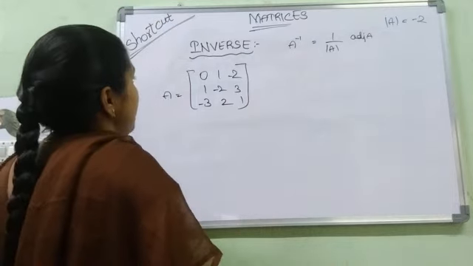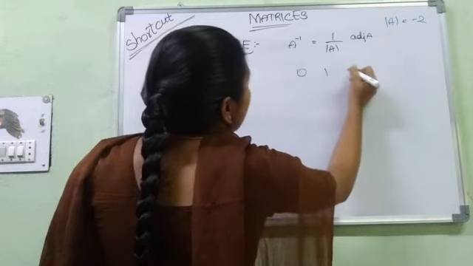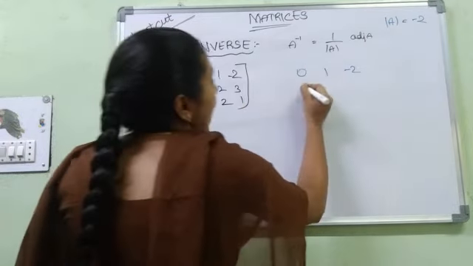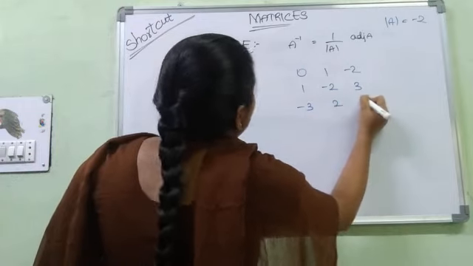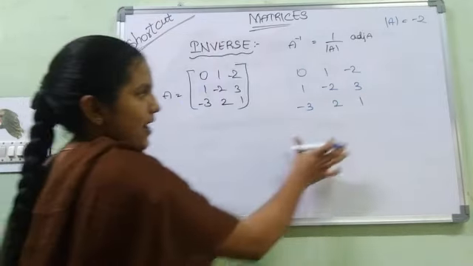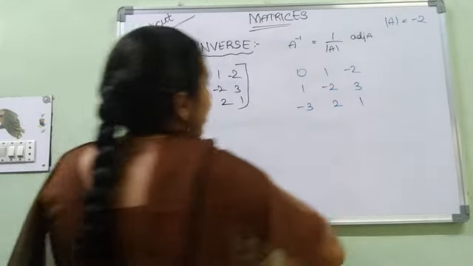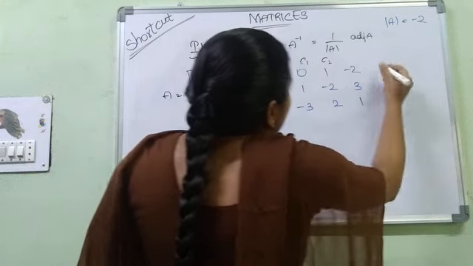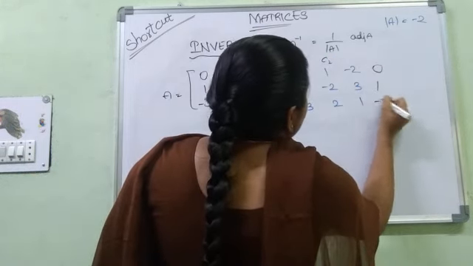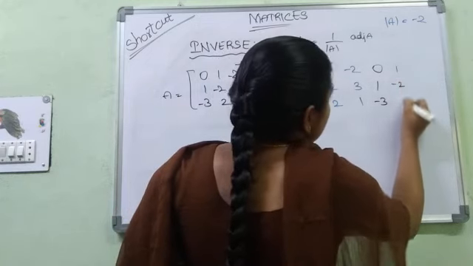First of all, write this matrix as it is. Then 0, 1, minus 2. 1, minus 2, 3. Minus 3, 2, 1. This is the as it is matrix I have written here. Okay. Now just write column 1 and column 2 beside this matrix. 0, 1, minus 3. Right? Are you understanding? 1, minus 2, 2.